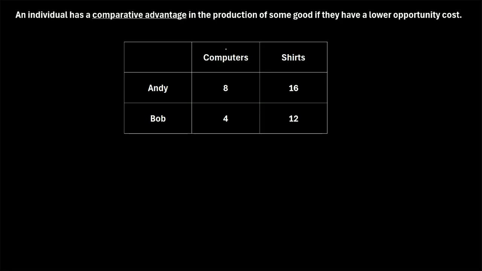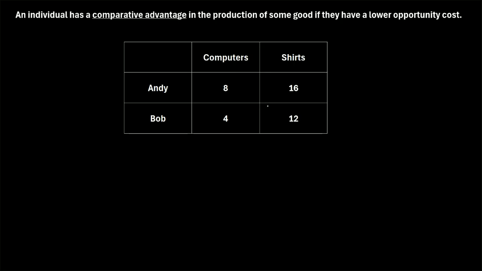So let's consider the following table right here. We have two individuals, Andy and Bob, and both Andy and Bob can produce either computers or shirts. Now the values in this table show the production possibilities. So if Andy completely specializes in making computers, he could make 8 computers. Or if he completely specializes in making shirts, he could make 16 shirts. And similarly for Bob, if he completely specialized in making computers, he could make 4 computers. Or if he completely specialized in making shirts, he could make 12 shirts.